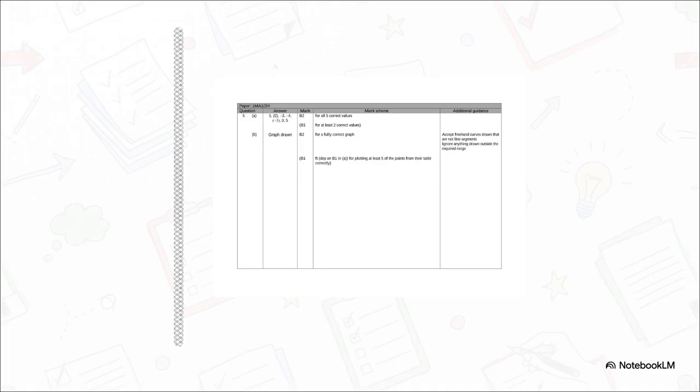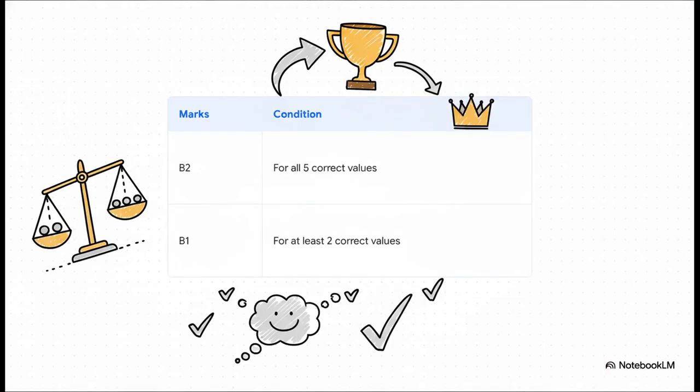See in the mark column it says B2? That tells us there are 2 B marks, 2 accuracy marks up for grabs. But let's look at the guidance next to it to see how we actually get them. And this is where it gets interesting, because it shows you how to get partial credit.